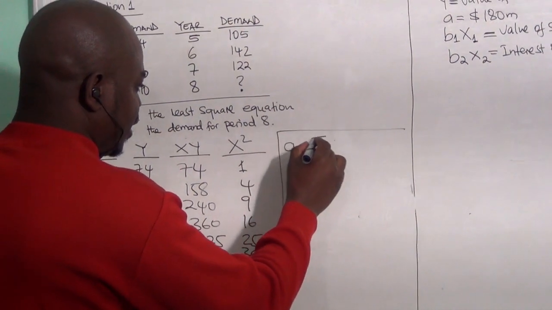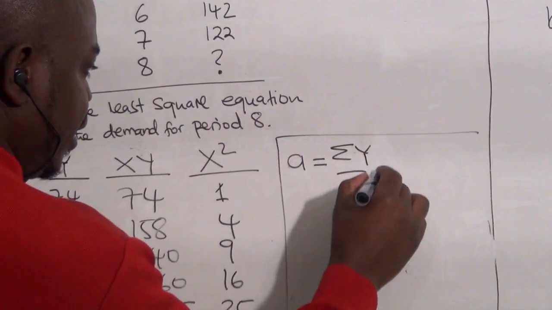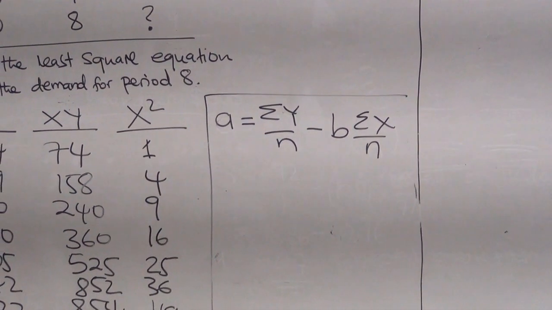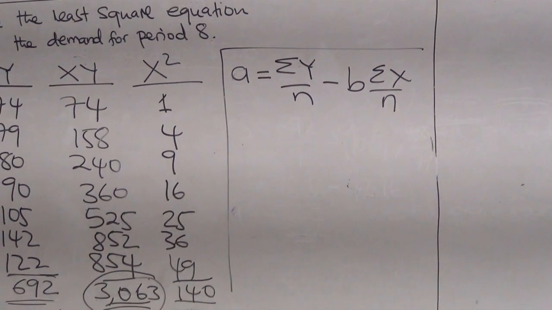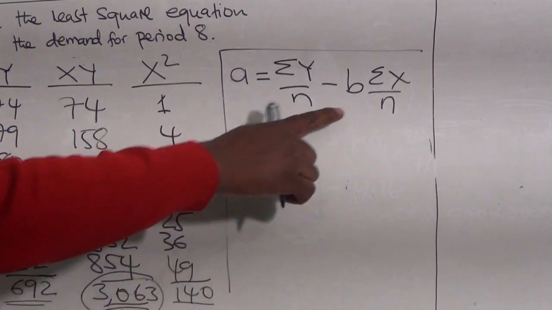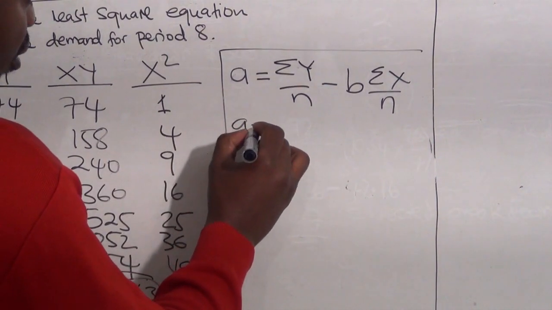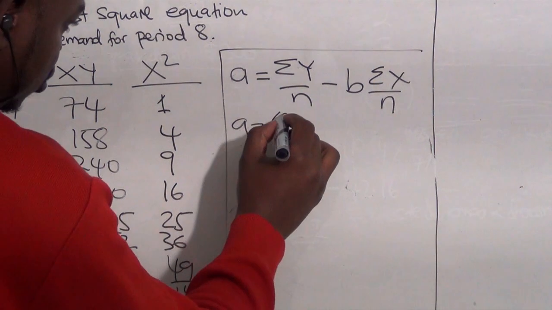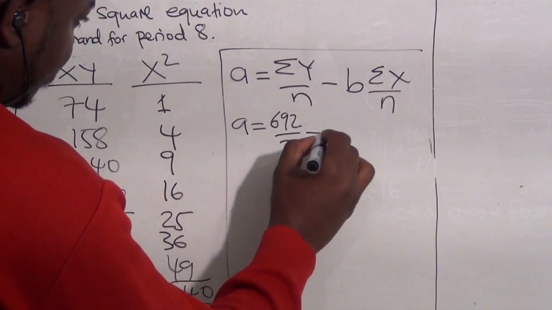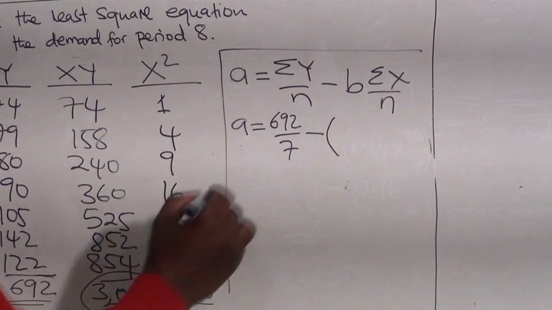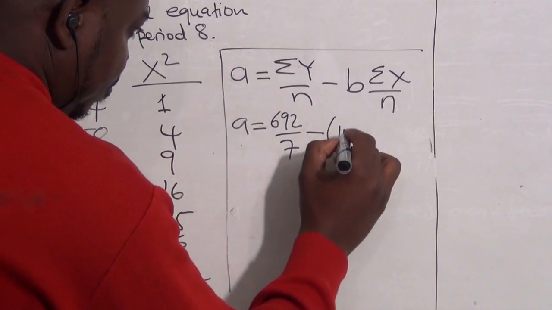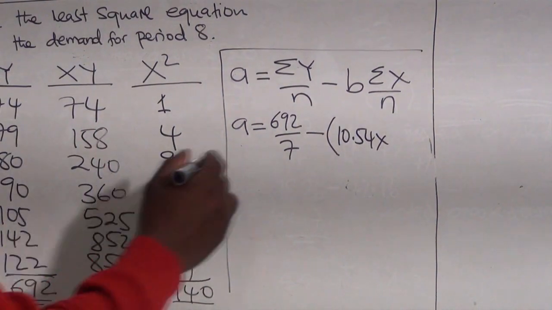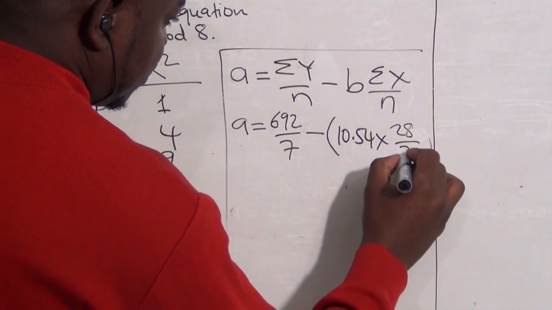A is given by summation y over n minus B summation x over n. Now you see the reason why we cannot begin calculating the A before we can get our B is because the B is part of the formula for calculating A. Alright? So now here I have summation y. Summation y is 692. So I have 692 over n, which is 7, minus B, which is 10.54, multiplied by summation x. Summation x is 28. 28 over 7 here.